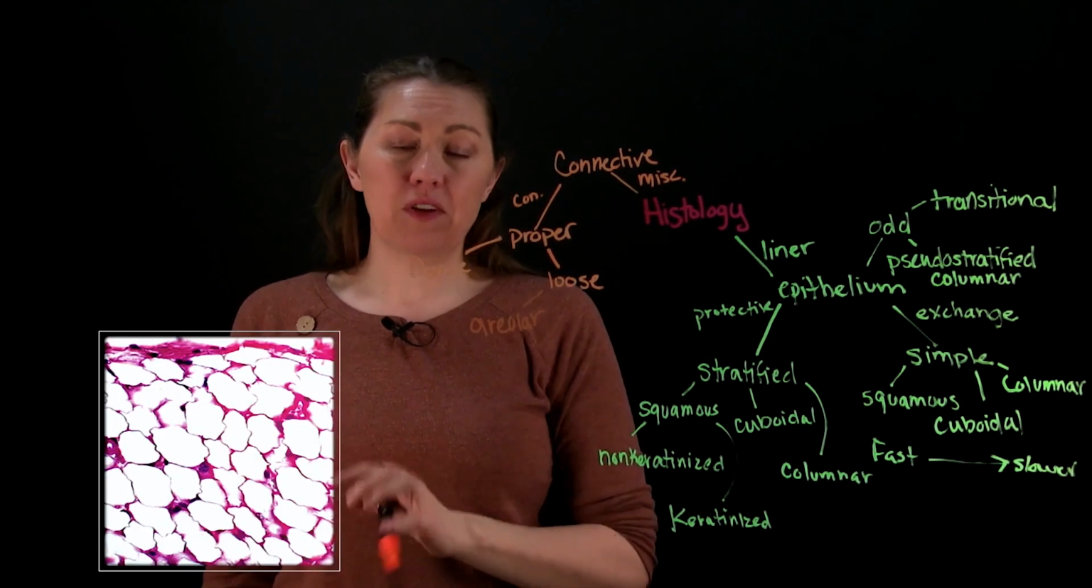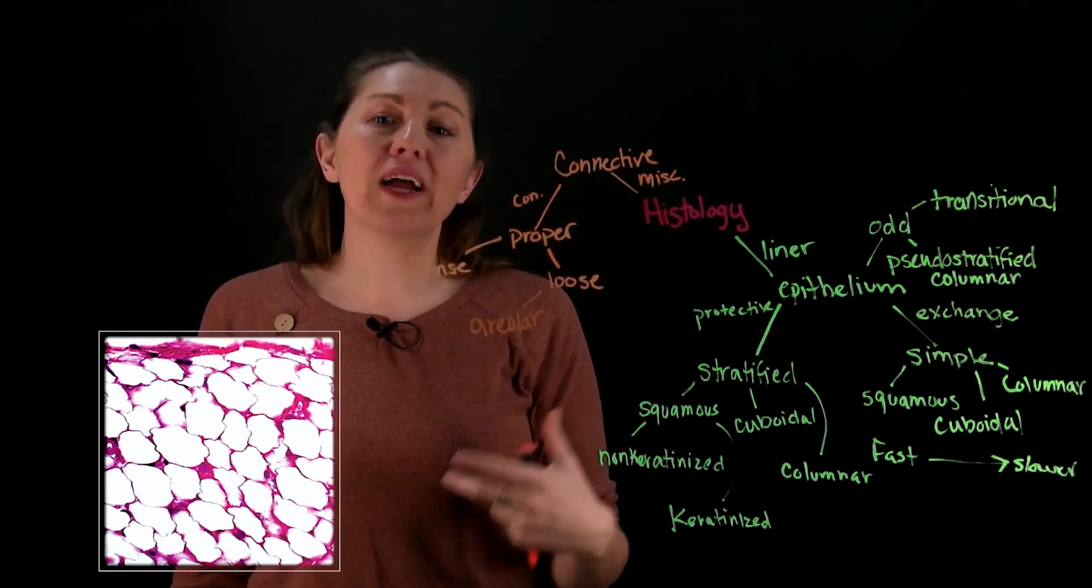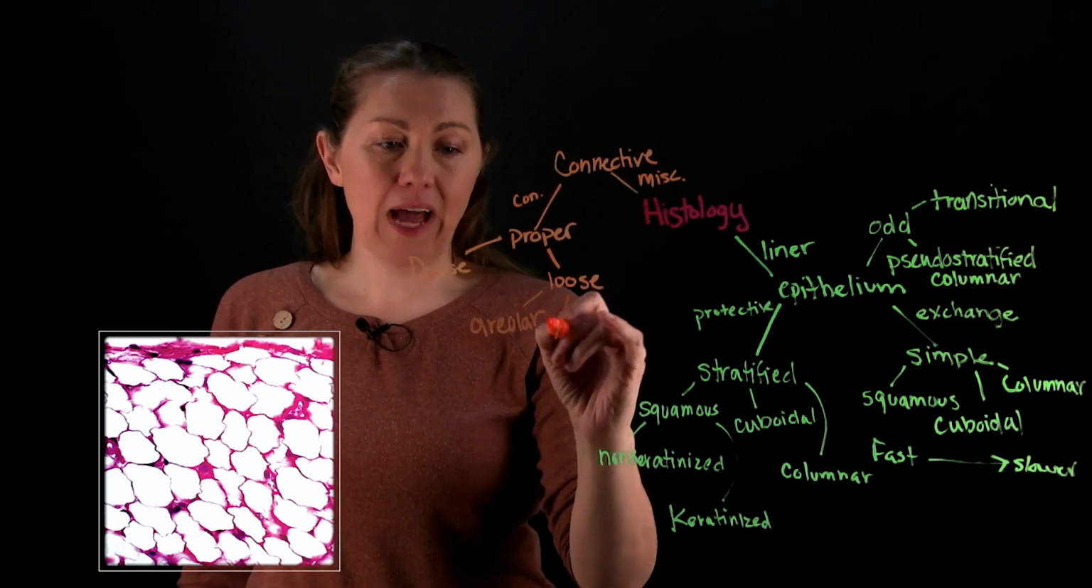Your next loose connective tissue, wide open spaces. Now those open spaces are actually within the cells. They're storing energy. They're actually storing fat. These are called adipocytes. The tissue itself is called adipose.